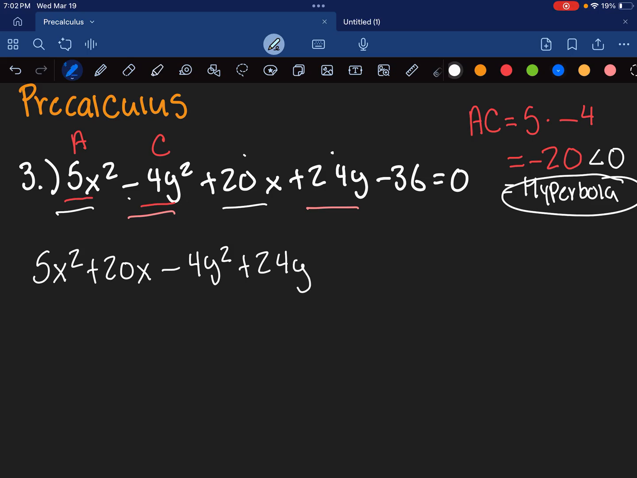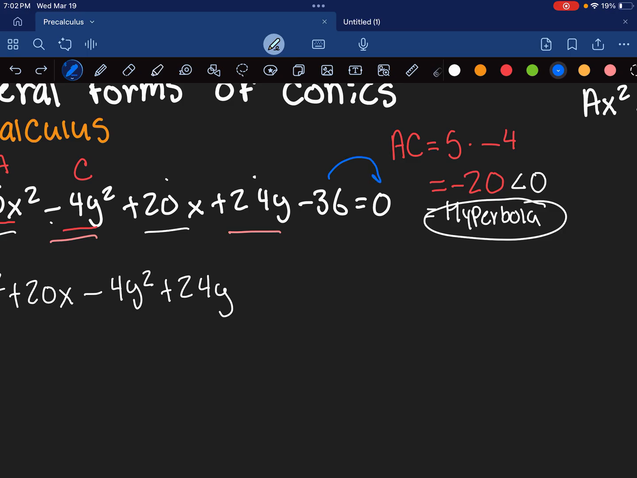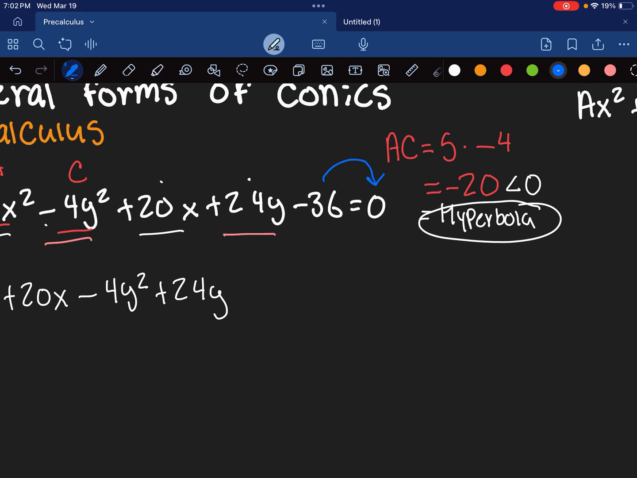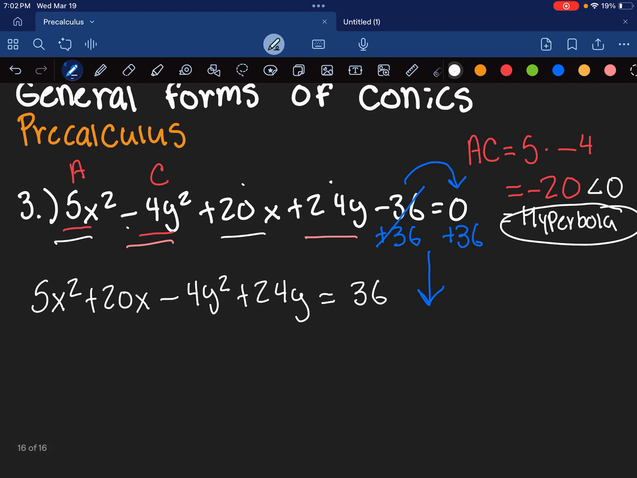Now this number right here doesn't have a variable attached to it. So what we're going to do is move it to the other side of the equation. So we do plus 36. For us to cancel this out, we have to do plus 36 because minus times a positive cancels it out. So that cancels out completely. And what we do on one side, we do to the other side. So plus 36 right here. We're just going to drop that 36 down to the equation, and we're going to do equals 36. Okay.